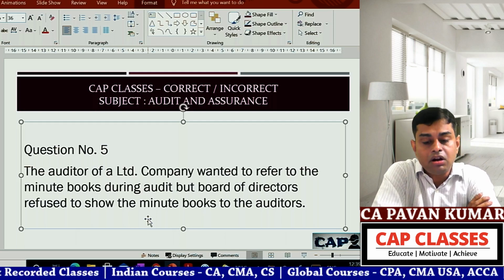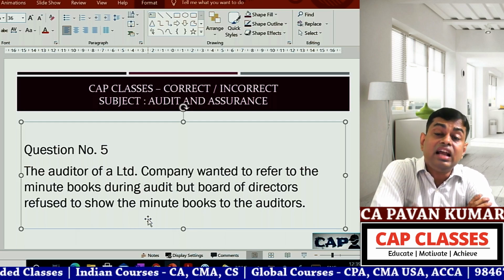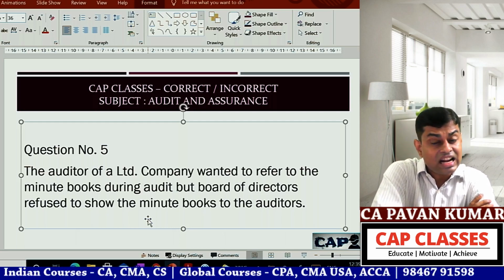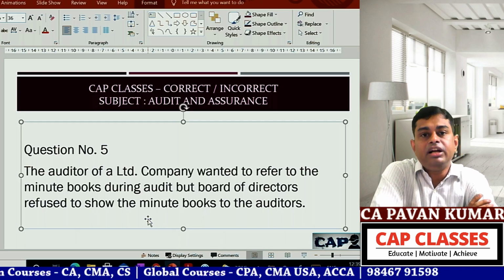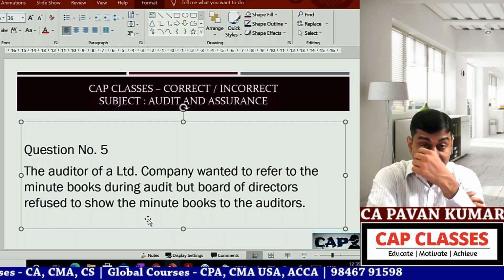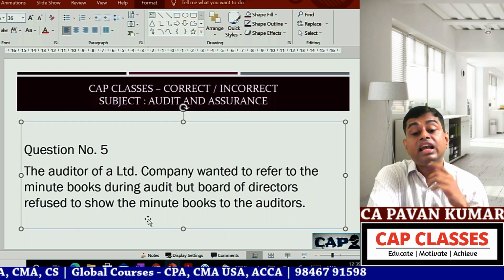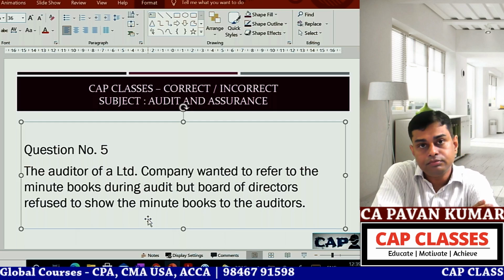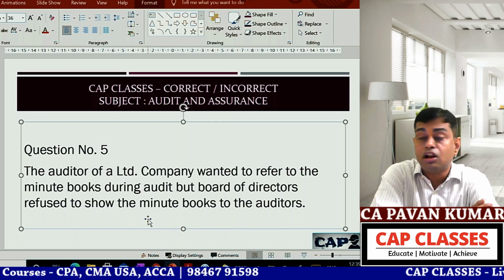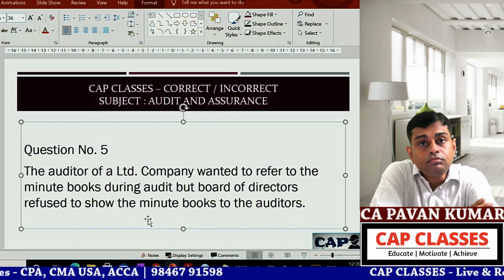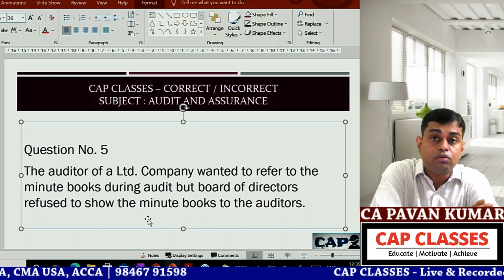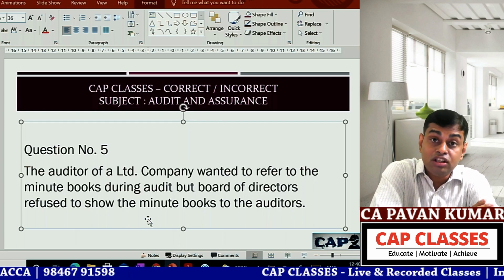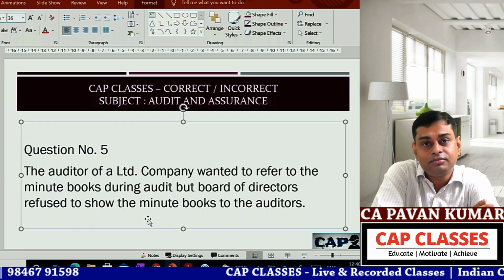Point number 3, auditor can attend any meeting of shareholders. General body meeting, we call general meetings, you call it annual general meeting, extraordinary general meeting, statutory general meeting. If it is a general meeting, I can go and participate. It is my right. And I have to attend the AGM, it is my responsibility also. If I cannot go, I'll send my partner or any qualified chartered accountant employed in my firm. But attending the AGM is a must. So attending general meetings is both my right and my responsibility.